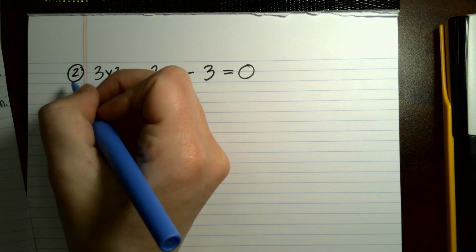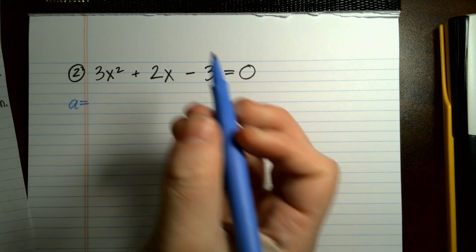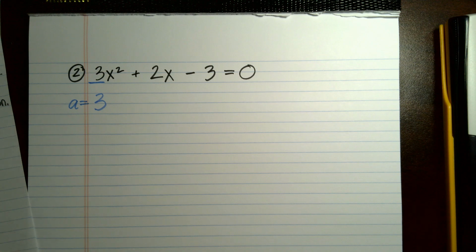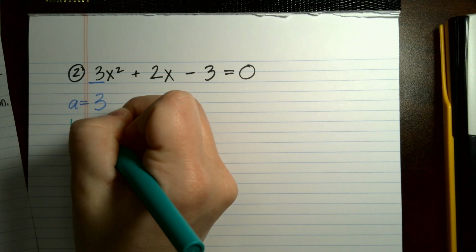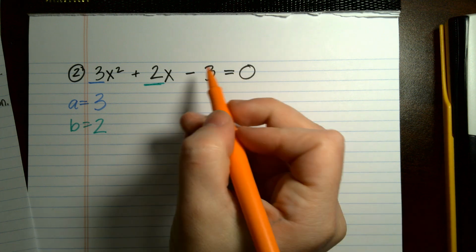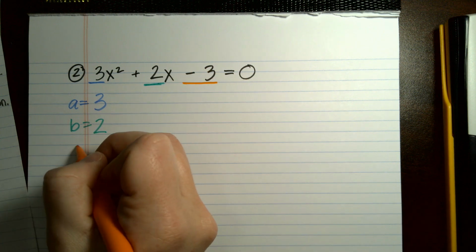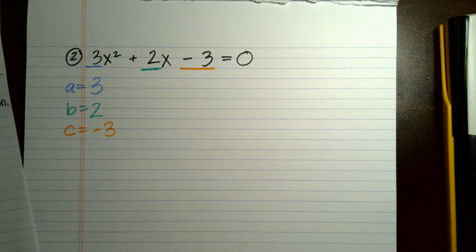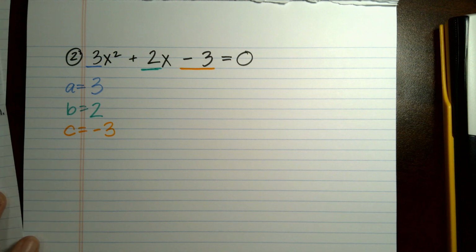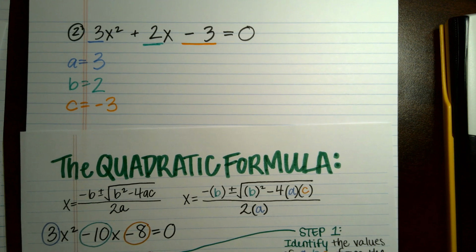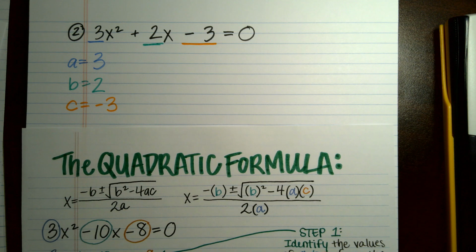Okay, so what is our value for A? 3. What is our B? 2. What's our C? -3. Good. Okay. Now we're just going to plug those numbers into the quadratic formula. So we'll do it nice and slow.